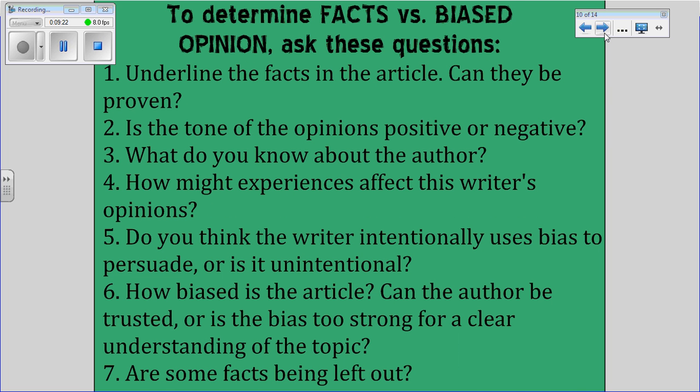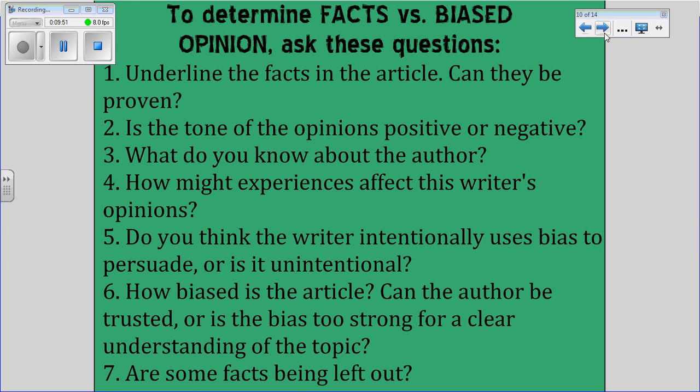To determine the facts and bias and assess the accuracy of an article, ask yourself some of these questions. You can underline the facts in an article. Can they be proven? Is the tone of the opinions positive or negative? What do you know about the author? How might experiences affect this writer's opinions? Do you think the writer intentionally uses bias to persuade, or is it unintentional?